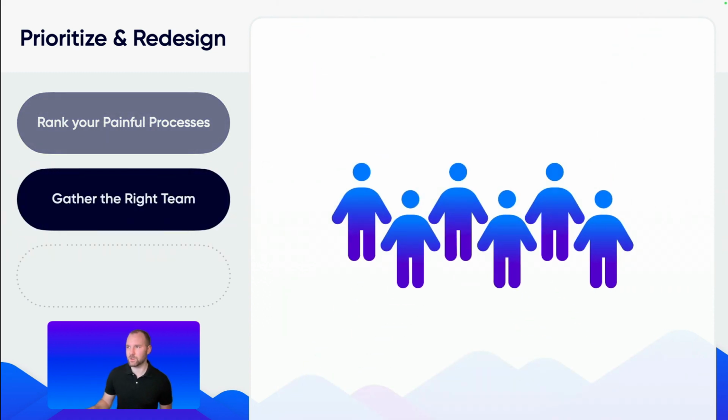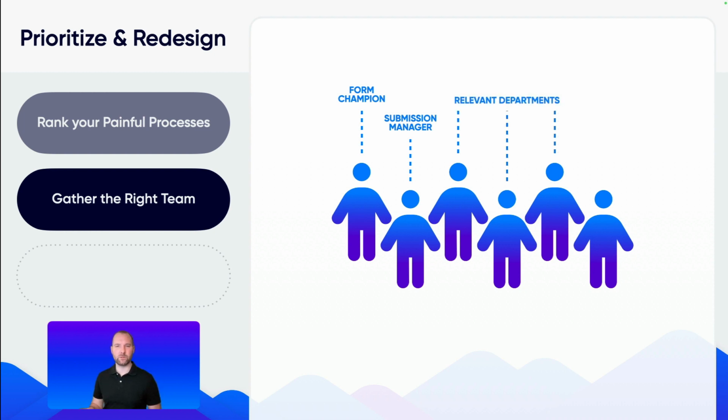So the next thing we did was gather the right team, and I suggest you do the same. 6 is plenty. A form champion, someone to lead and facilitate the process. A submission manager, that's going to be somebody who's going to monitor day-to-day submissions. They could be an administrative assistant or a specialist of some sort. Up to 3 members of relevant departments, especially if the process involves multiple departments. It's really good to have a representative from each. And then somebody who's school-based, somebody who might be a principal.